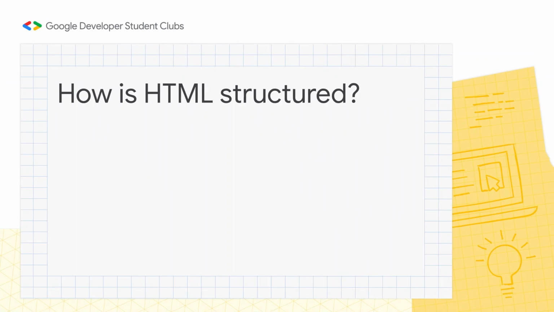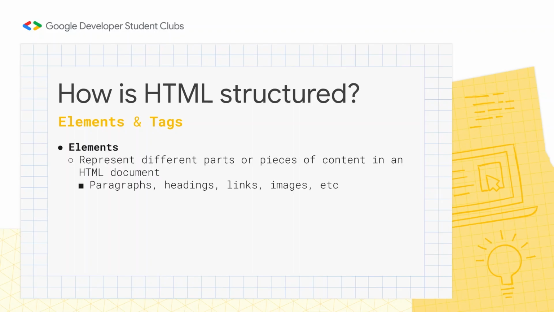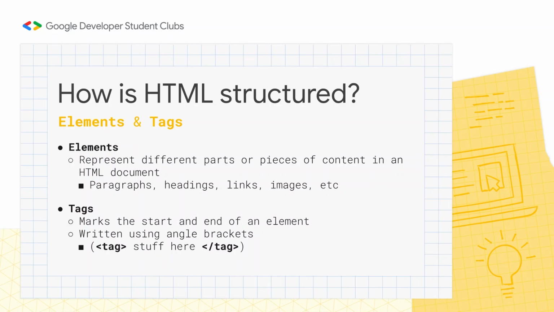How is HTML structured? There's only two things, elements and tags. Elements represent different parts or pieces of content in an HTML document. So paragraphs, headings, links, images, etc. Tags mark the start and end of an element. It's written using angled brackets, so something like this.